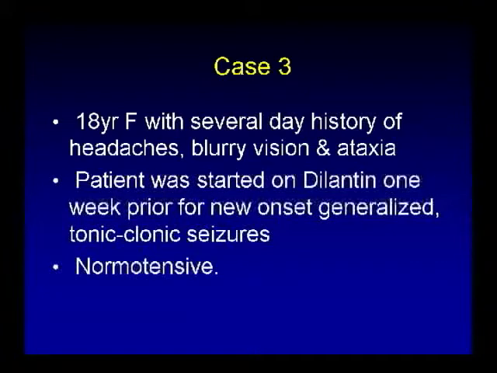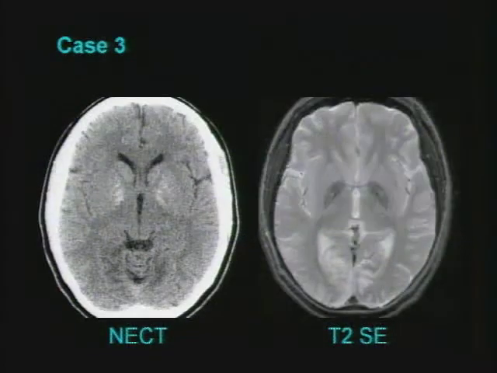Okay, let's move on to number 3, a woman with a several-day history of headaches, blurry vision, and ataxia. She'd been started on Dilantin a week before because of new seizures, otherwise normotensive. So here's her CT, and here's her T2-weighted axial imaging.